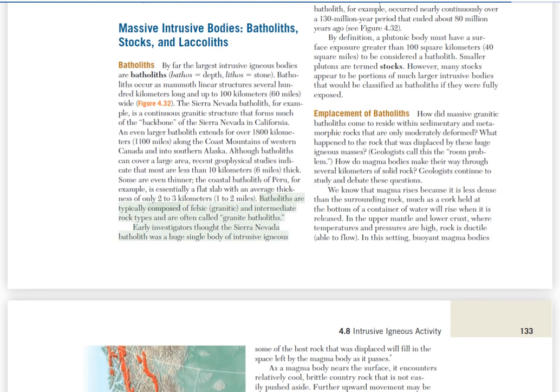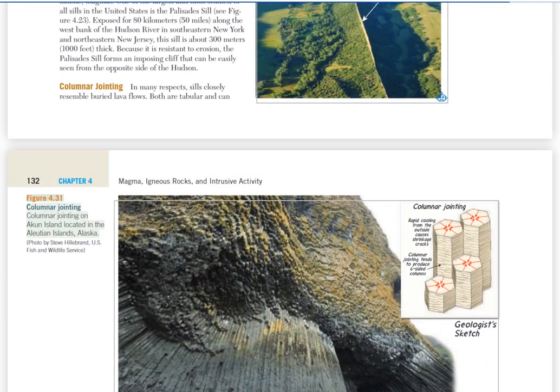Batholiths are typically composed of felsic and intermediate rock types and are often called granite batholiths. Early investigators thought the Sierra Nevada batholith was a huge single body of intrusive igneous rock. Figure 4.31: Columnar jointing on Akan Island, located in the Aleutian Islands, Alaska.